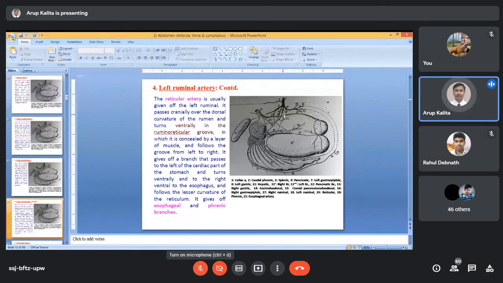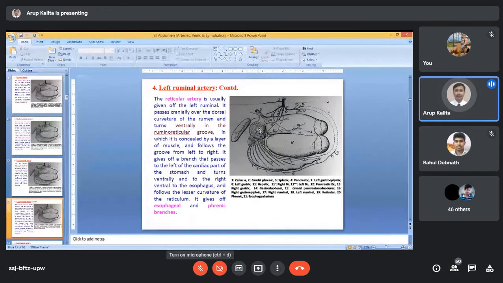And this reticular artery will give one branch to the esophagus. This is the esophagus. Because in the stomach, this is the esophagus, this is the rumen, this is the reticulum, this is the omasum, this is the abomasum. So one branch goes to the esophagus, and the main branch will go to the reticulum.